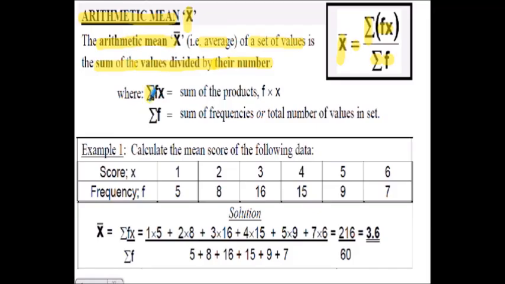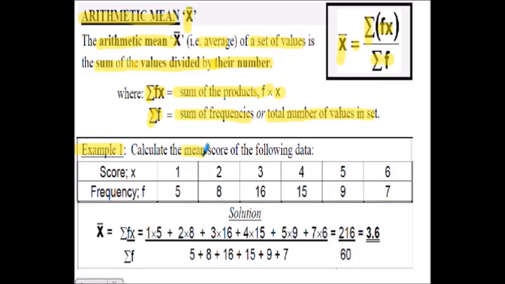So the summation, the symbol sigma, means summate up the f times x's, frequency times the values or the scores in this case you'll see below. So it's called the sum of the products of f times x. And the summation of f is simply the sum of the frequencies or the total number of values in the set being considered. So consider example 1 here.